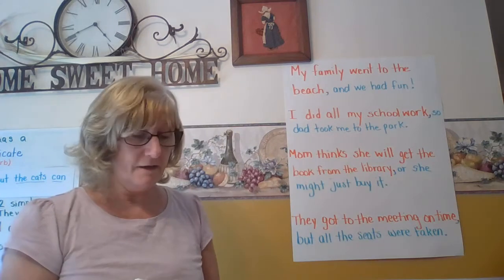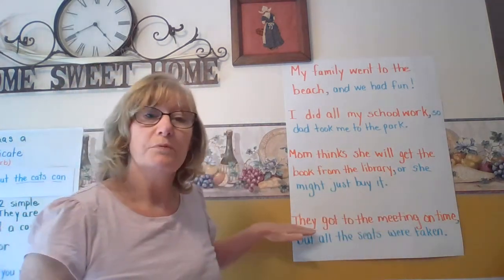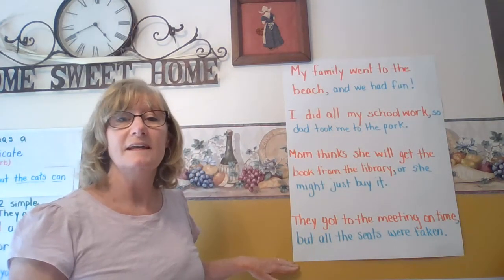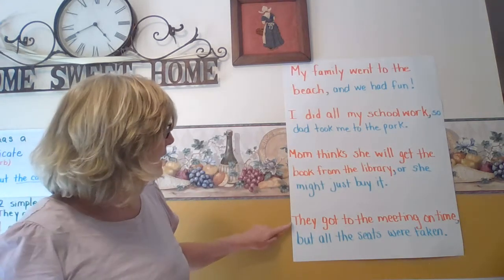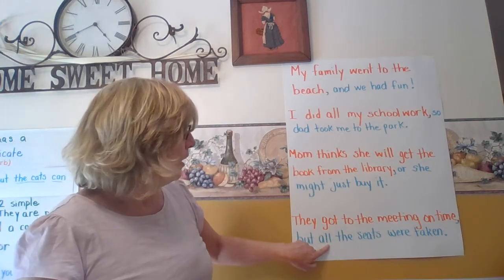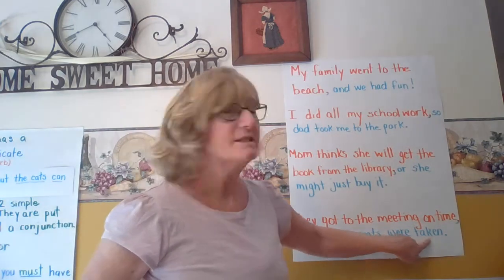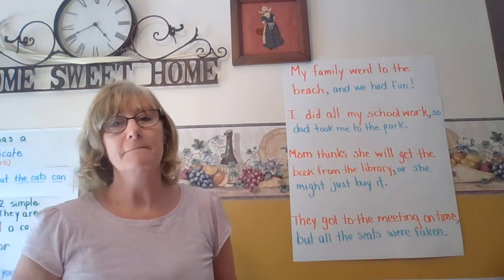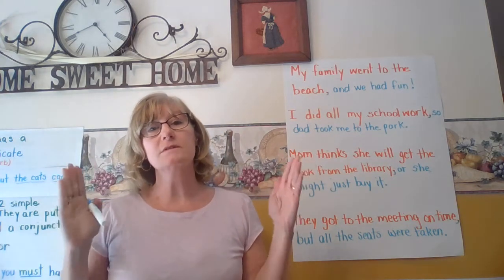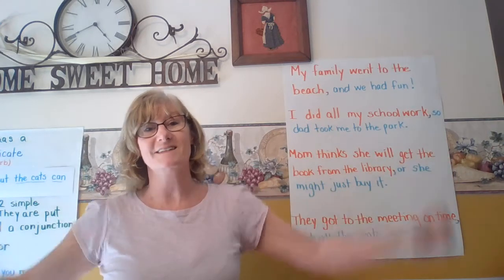Let's make sure that I have a compound sentence, meaning I have to have a subject and a predicate in the beginning part of my sentence and a subject and predicate in the ending part of my sentence. They got to the meeting on time, but all the seats, that's my subject, were taken. That's my predicate. So there you go. That's how we take a short, simple sentence and we turn it into a longer compound sentence.